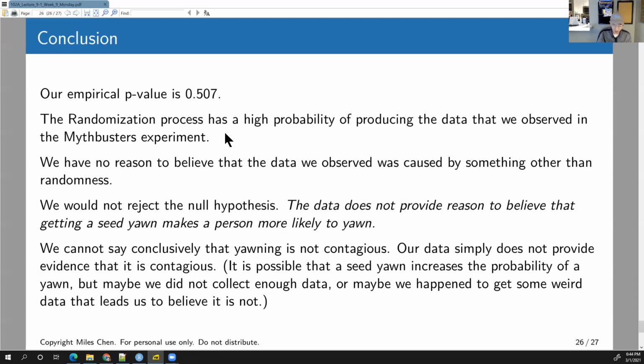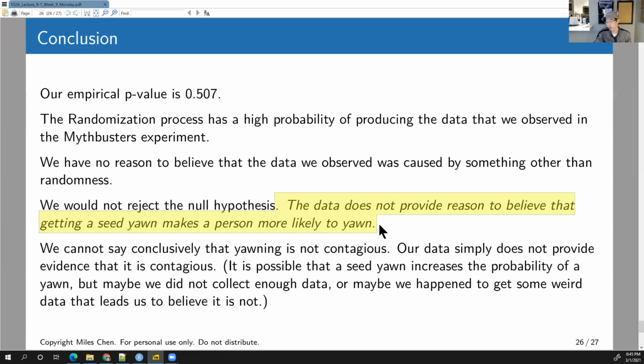But it turns out that a 4 percentage point difference could just happen quite easily from randomization alone. So really our data doesn't provide any reason to believe that that difference of 4 percentage points was caused by something other than randomness. Because when we did it by randomness, it happens quite a bit. So we would not reject the null hypothesis, and we would say that the data does not provide reason to believe that seeing a yawn makes a person more likely to yawn.